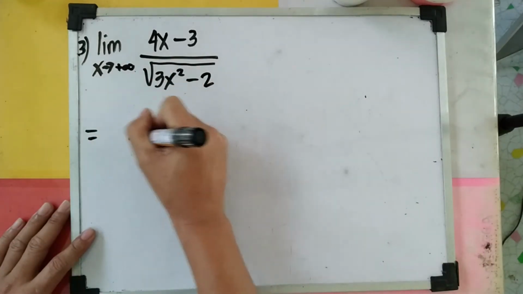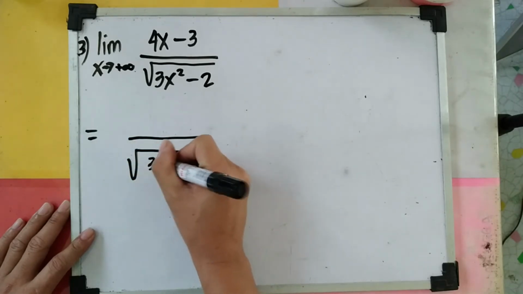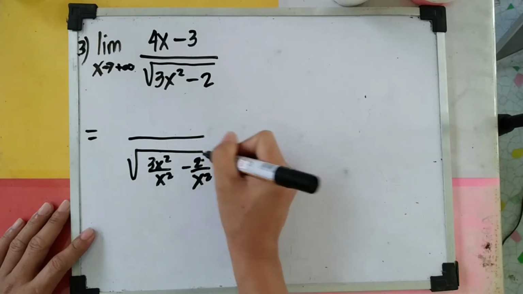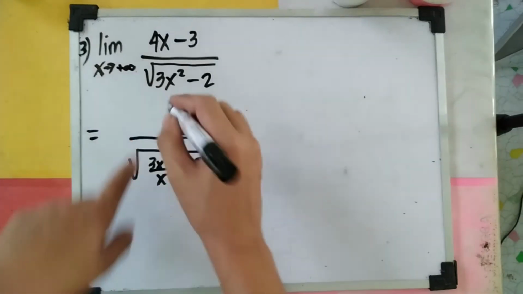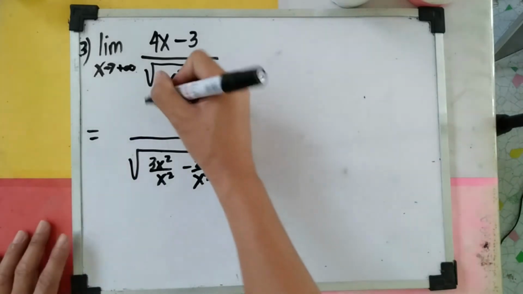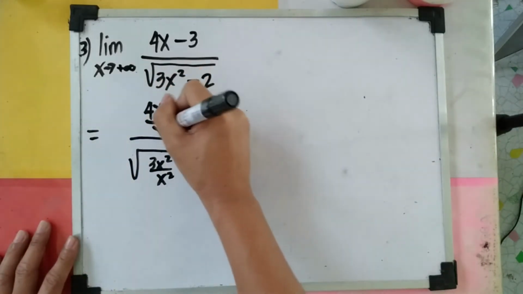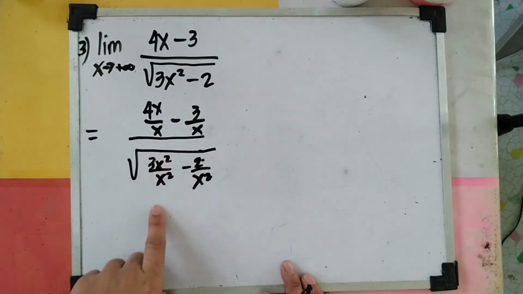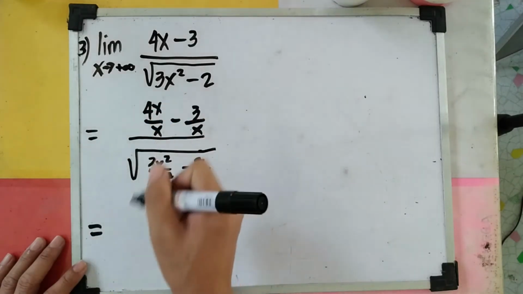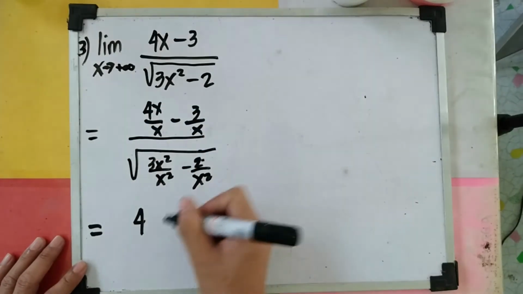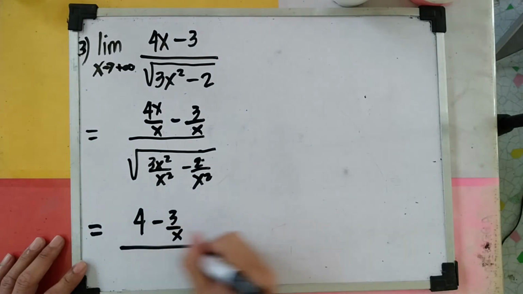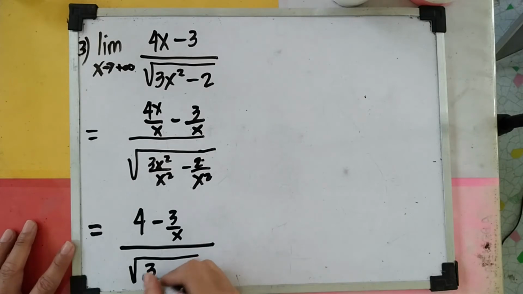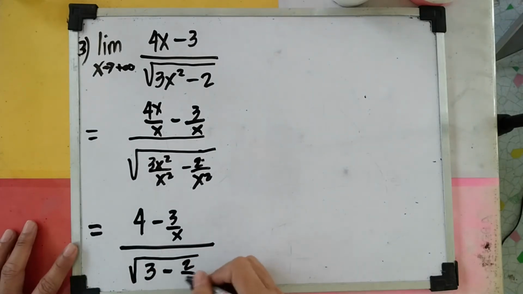So, mangyari ngayon, class, since naka-square root yan, 3x squared over x squared minus 2 over x squared. Sa taas, square root of x squared pa rin. Ang square root ng x squared ay x. So, 4x over x na lang. Same lang yan sila, kasi nasa loob ng square root. Okay? So, what will happen? 4x over x, that's 4 minus 3 over x, all over 3x squared over 3x squared, that's 3 minus 2 over x squared.